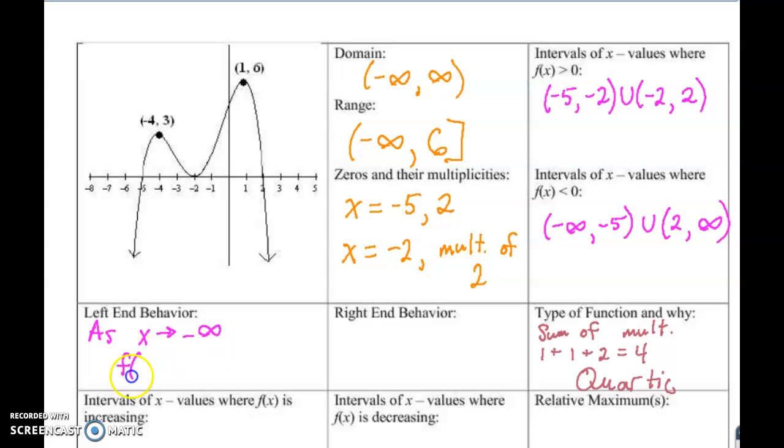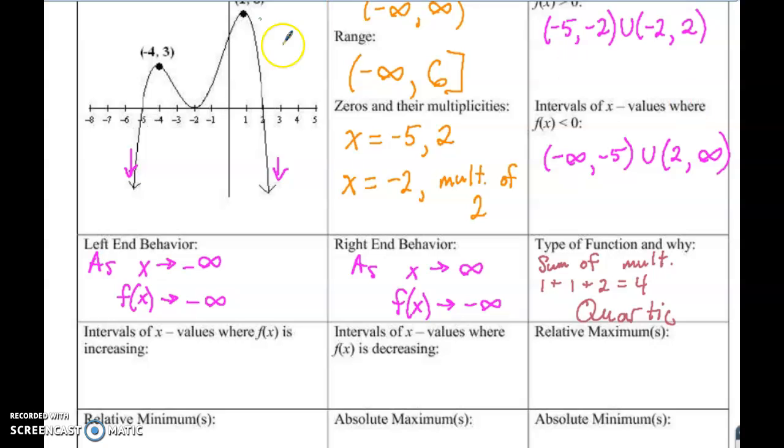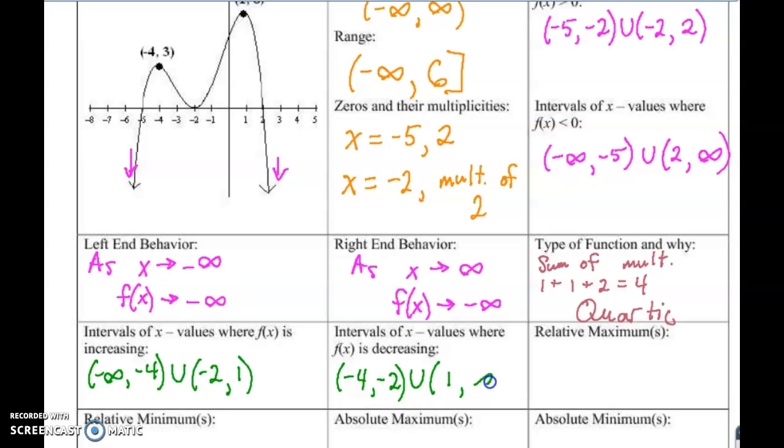Let's see, they call it f again. It's going infinitely down and to the left, same with to the right. As x goes to positive infinity, we're going infinitely down, so that would be negative infinity. Let's keep powering through this. Where is it increasing? It's increasing right away from negative infinity to -4, starts going down, but then again from -2 to 1. So where is it decreasing? From -4 to -2, it's going down and to the right, and then from 1 to infinity.